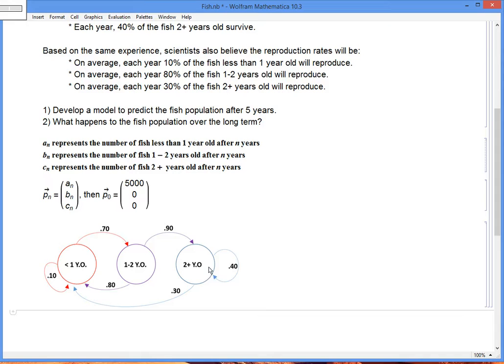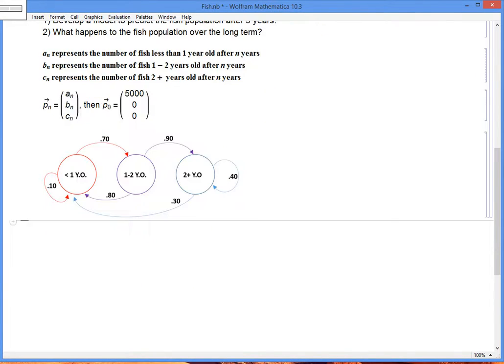And if they're there and they survive, and 40% of those will, they stay in this 2+ state. Now the other thing that we have to model is reproduction rates. Over here, these less than 1 year olds, if they reproduce, and 10% of them do, their offspring go into this less than 1 year old state. These 1 to 2 year olds that reproduce, their offspring go into this less than 1 year old state, and 80% of them are reproducing. Lastly, when the 2+ year olds reproduce, their offspring go into this less than 1 year old state, and their reproduction rate is 30%. So this state diagram models all the transitions that would occur in our fish population.